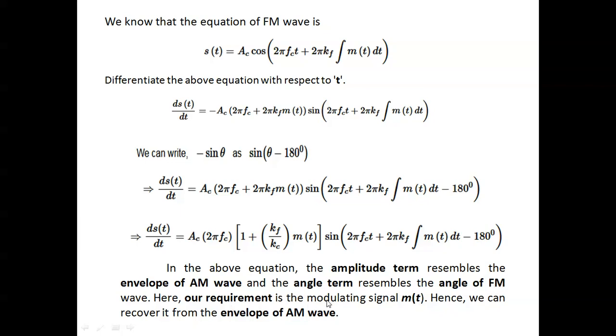Our requirement is the modulating signal m(t). The amplitude term resembles the envelope of the AM wave, and the angle term resembles the angle of the FM wave. If you want the original signal, we can get it from the AM wave, since we have the amplitude term here. So from that we can use the envelope detector. The envelope detector detects the original AM wave output, and you will get the original signal.